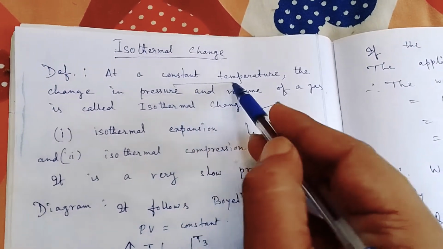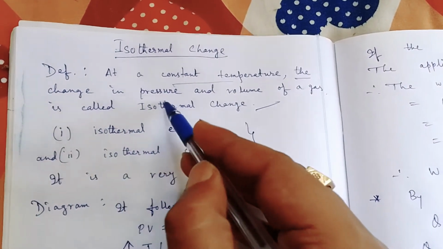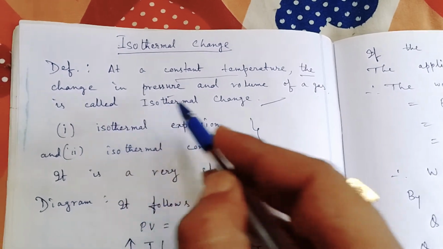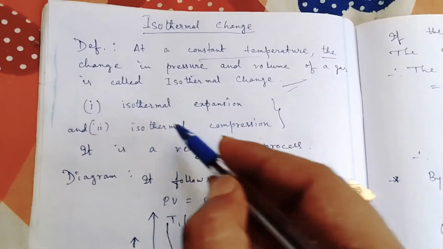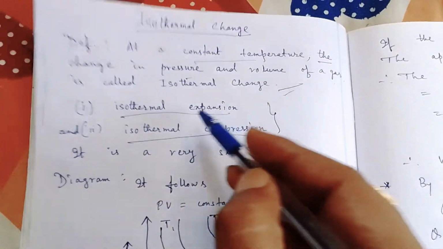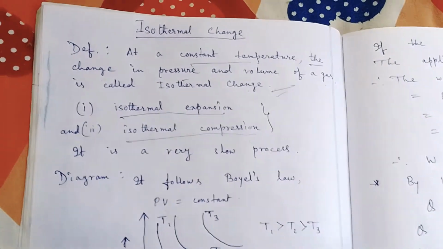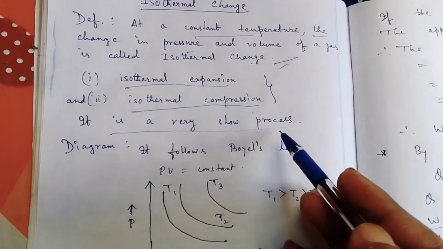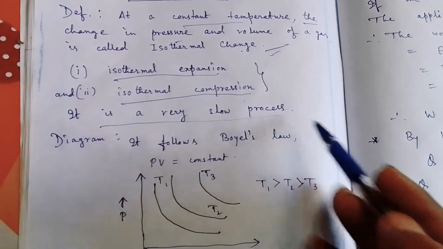So at a constant temperature, if we cause a change in the pressure and volume of a gas, then the change is called isothermal change. It happens in two ways, isothermal expansion and isothermal compression. By these two ways, the isothermal change happens. It is a very slow process, taking a long time.